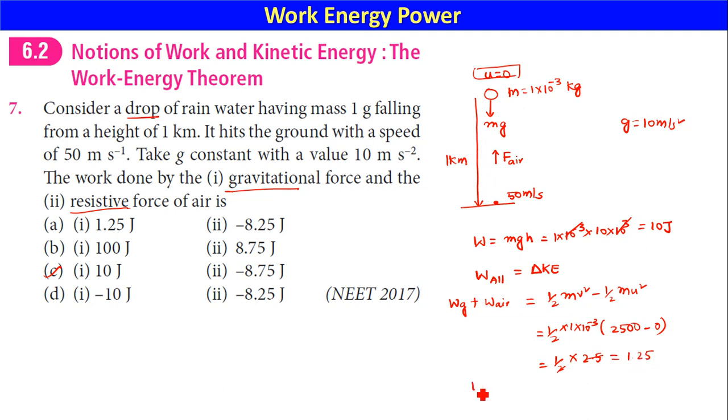Okay, so work done by air resistance or resistive force of air is nothing but 1.25 minus work done by gravity. Work done by gravity is how much? 10 joules. So 1.25 minus 10 is nothing but minus 8.75 joules. This is the correct answer. Clear?